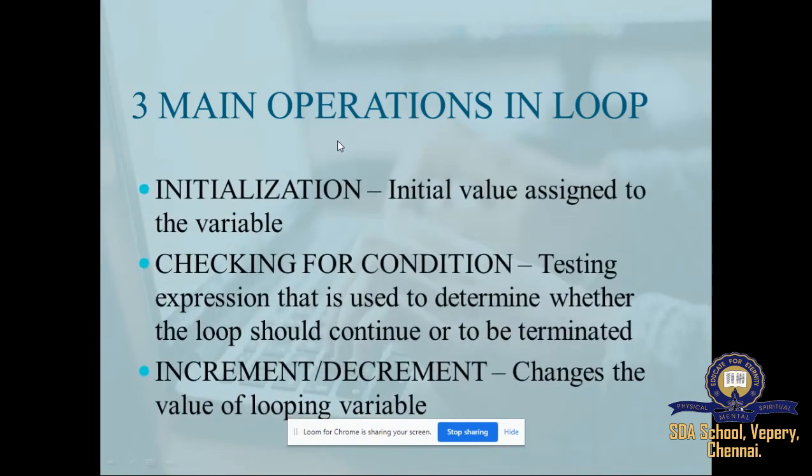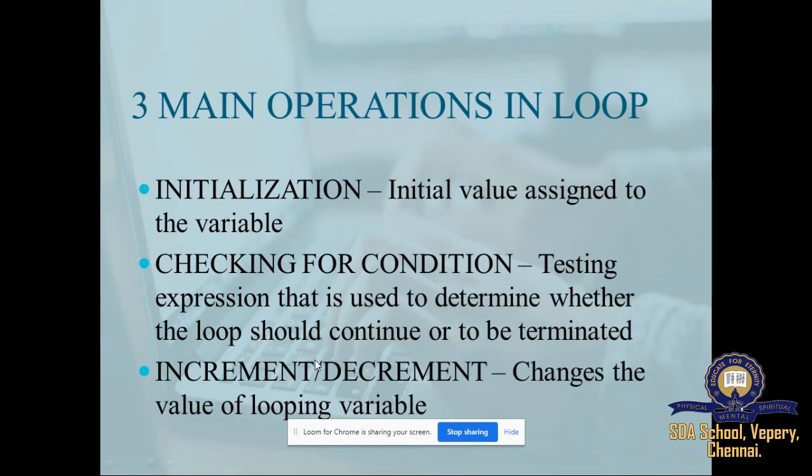First, initialization. You have to initialize a value. So start with 1 or start with 0, the starting point, that is your initialization. And second thing is checking for condition. That means till what we have to print, till what we have to run the iteration or the loop. This is the testing expression that is used to determine whether the loop should continue or be terminated. Whether this is the end point or you still have to move on with the iteration, that is given in your checking for condition.